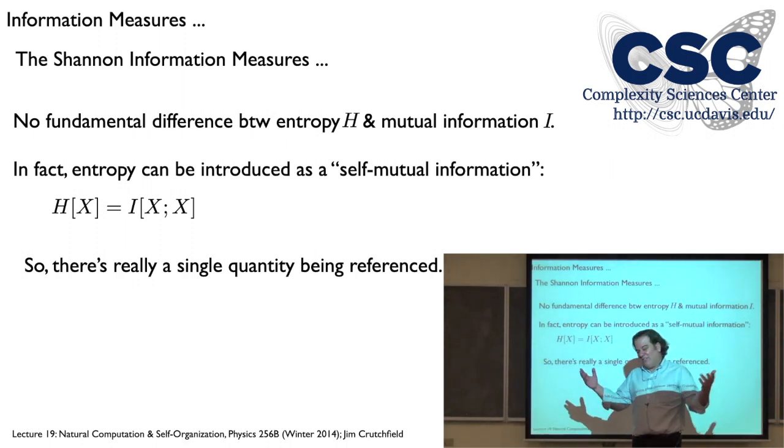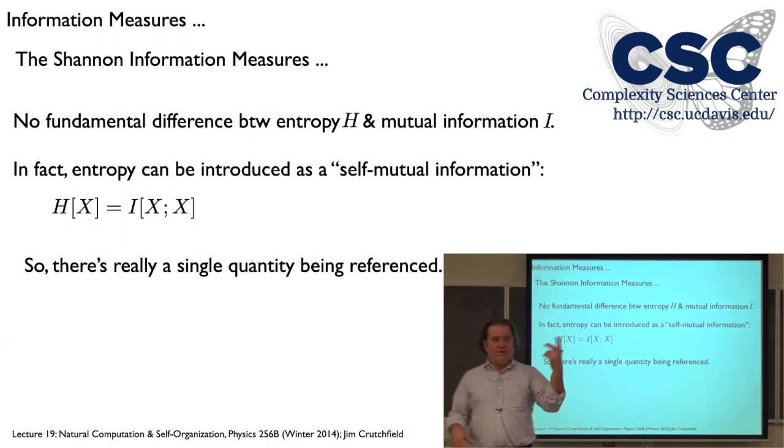In fact, probably I should just change the notation at this point and just use one variable. I won't, but just say I, information. I can have I of x, which would have been h of x.